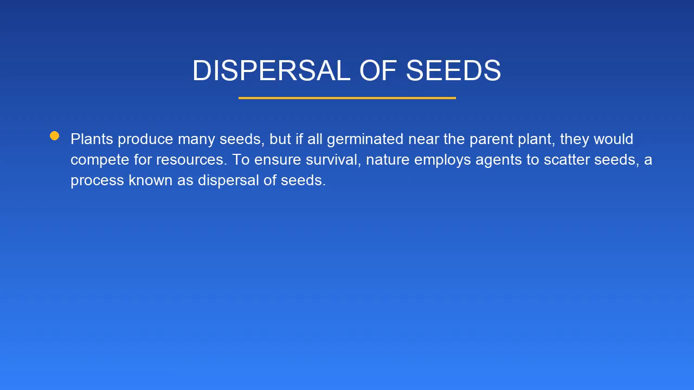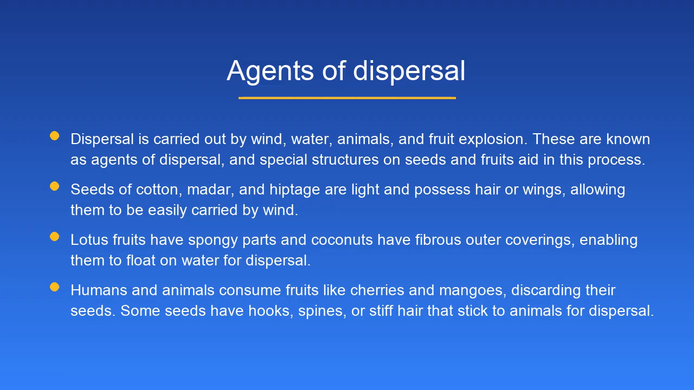Dispersal of seeds. Plants produce many seeds, but if all germinated near the parent plant, they would compete for resources. To ensure survival, nature employs agents to scatter seeds, a process known as dispersal of seeds. Agents of dispersal. Dispersal is carried out by wind, water, animals, and fruit explosion. These are known as agents of dispersal, and special structures on seeds and fruits aid in this process.